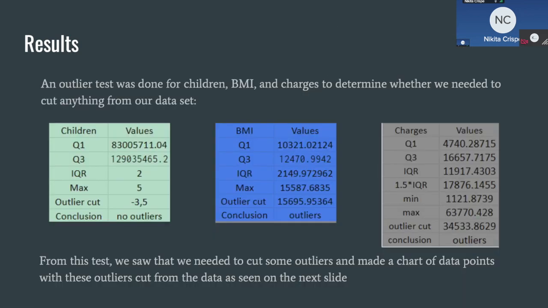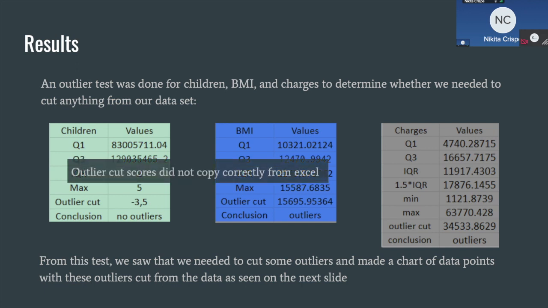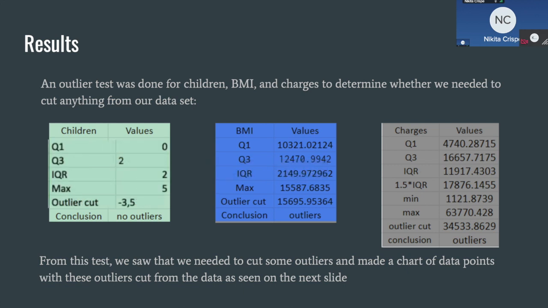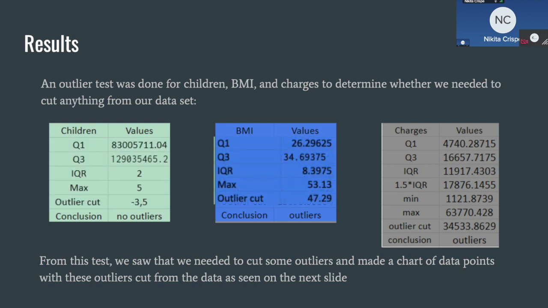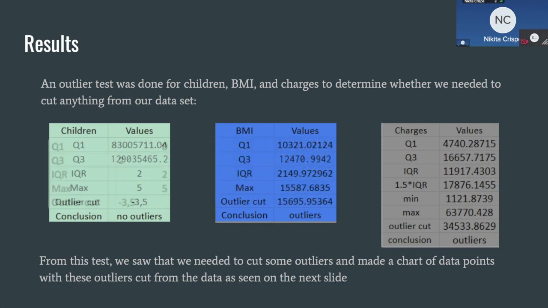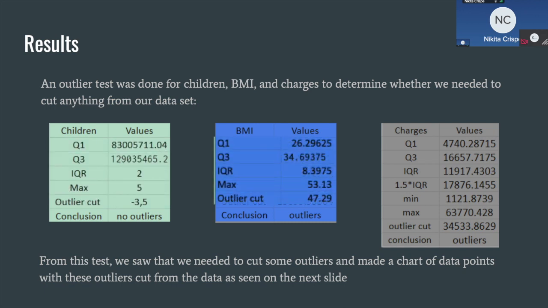And so, as was previously mentioned, we did an outlier test. We did this for children, BMI, and charges to determine whether we needed to cut anything from our data set, or whether we needed to consider anything to be cut from our data set. And so you can see here in these tables, we calculated for children, BMI, and charges. We found that there were no outliers in children, but both BMI and charges had outliers. And so from this test, we saw that we could have the option to cut some outliers. We made a chart of data points with these outliers cut from the data, seen on the next slide.